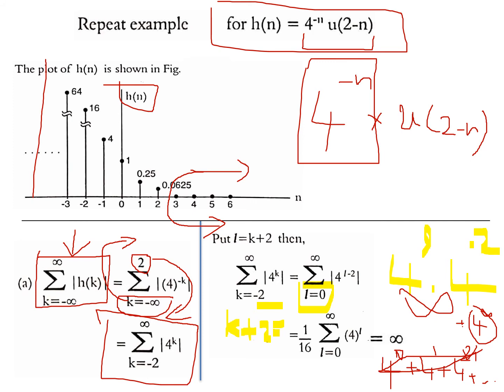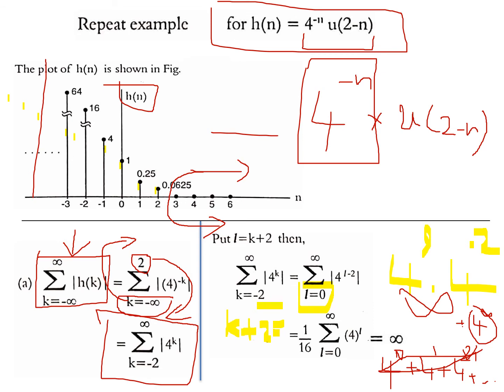That means if I try to add all the values, it is quite obvious. You can see the graph itself. If I go on adding everything, the final answer is infinity. That means this is an unstable system, because the impulse response is not absolutely summable. Its sum doesn't become finite, the sum becomes infinite. Therefore, this system is unstable.